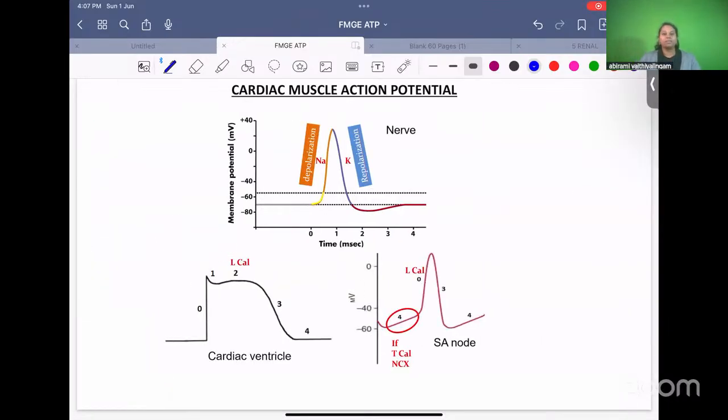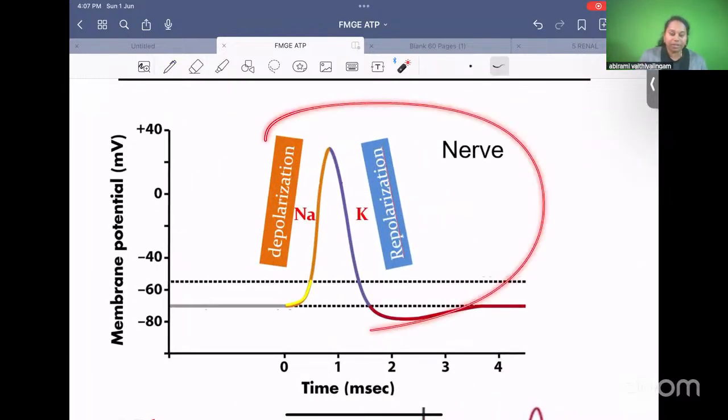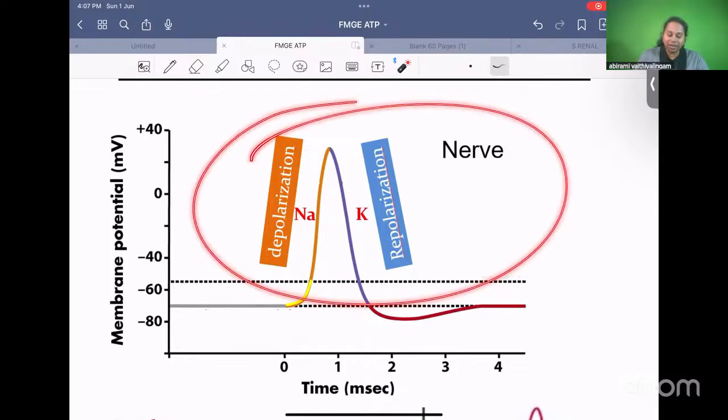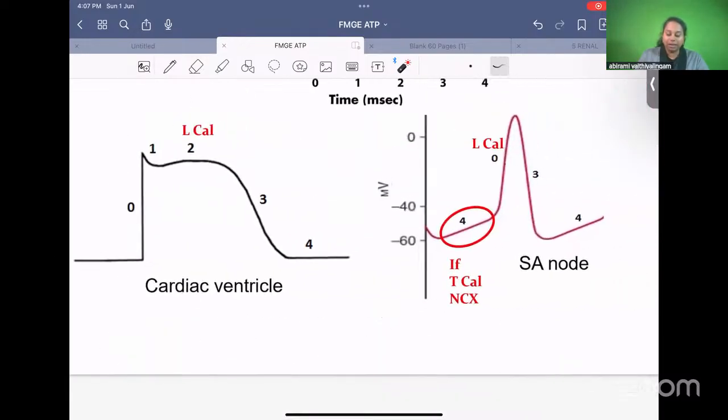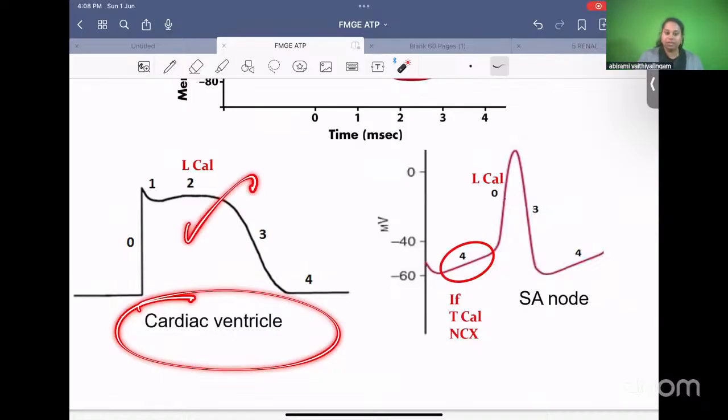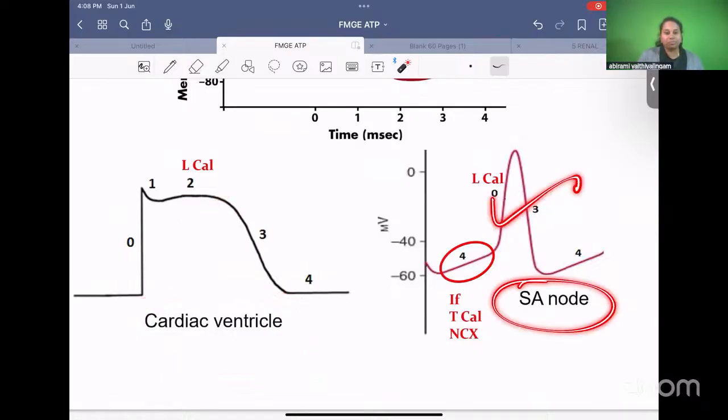Over to cardiac muscle action potential, very important. We have already discussed nerve action potential. So you know this, depolarization due to sodium influx, repolarization is due to potassium efflux. This you already know. So now we will see what is the difference between this nerve action potential and cardiac action potential in the heart. The heart fibers, there are two different type of fibers. Normal cardiac ventricle action potential and SA node action potential.